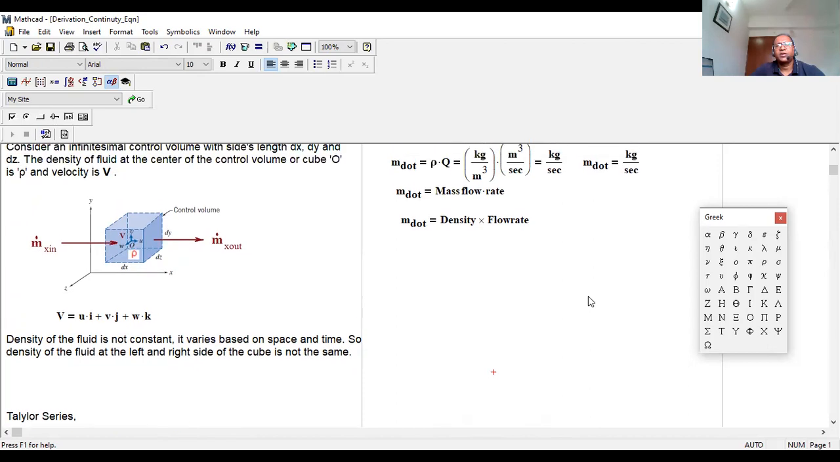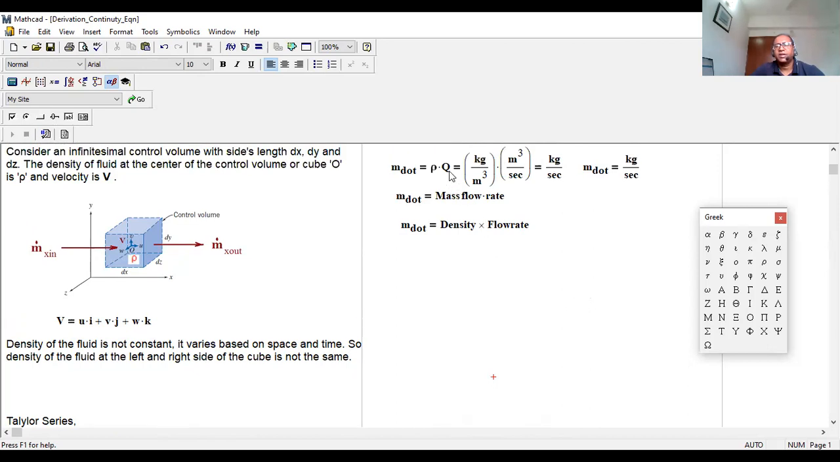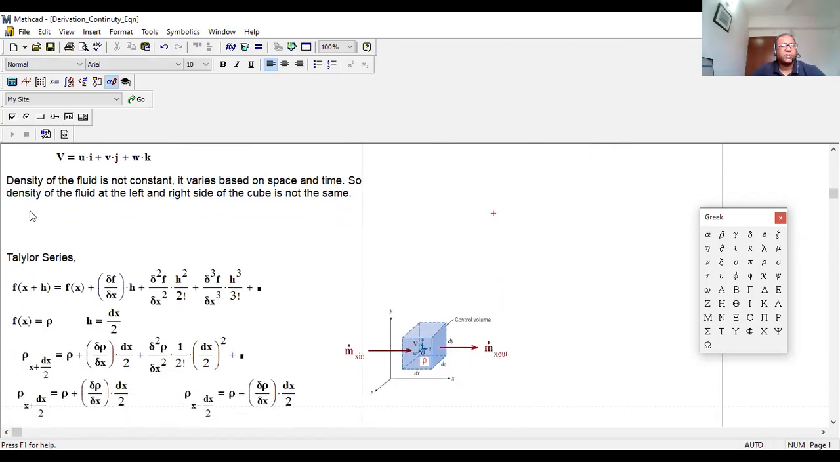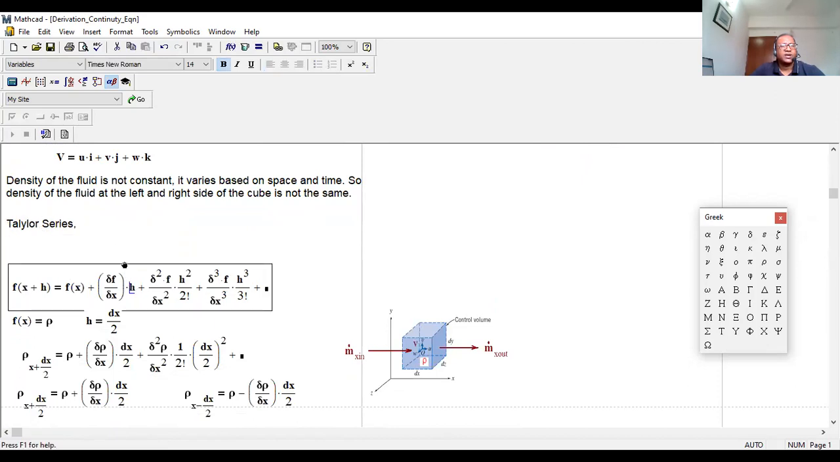And how will we get m dot? It is equal to rho times q. And what is q? Area times v. I know this area is dy dz, and the velocity is u. If I know u, that means the velocity, and the density, then I can figure out m dot. Okay, that's the intention. So right over here, I was trying to show you by Taylor series.